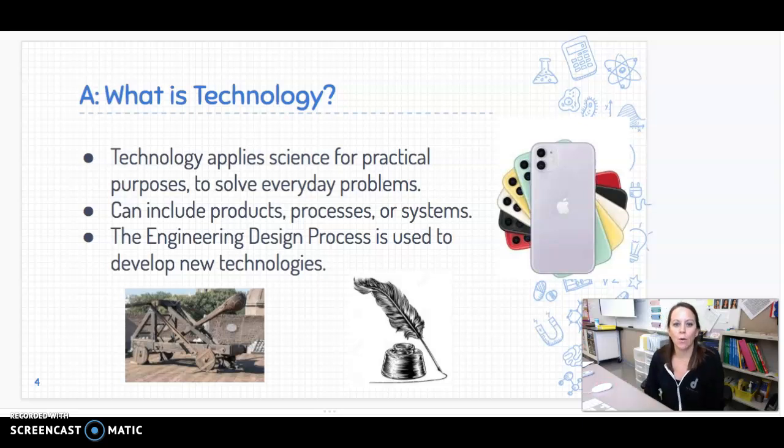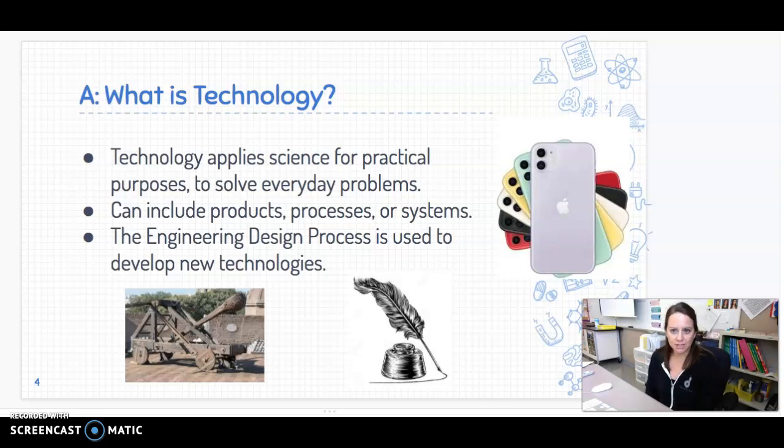All right, part A, what is technology? Well, technology applies science for practical purposes to solve everyday problems. And technology can include products, processes, or systems. And the engineering design process is used to develop new technologies.